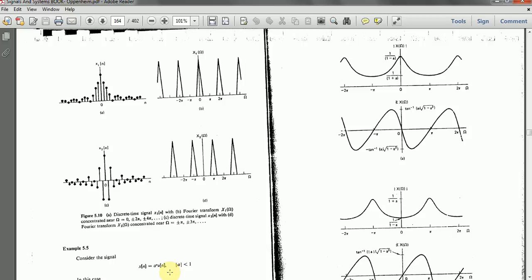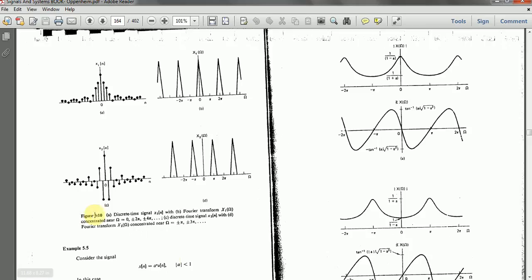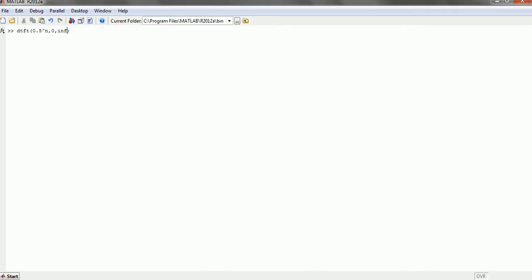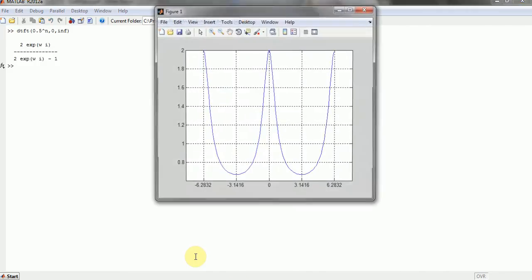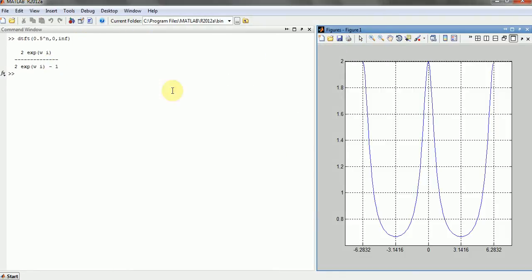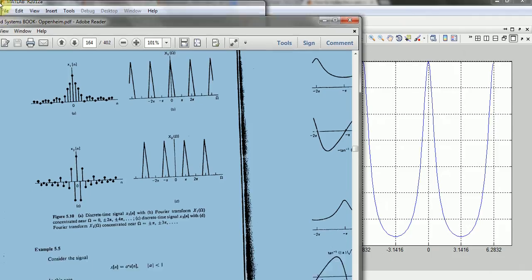So I'm just about to do this. Let's see what happens. For the instance here, I have a function which is 0.5 raised to the power n, and it's going from 0 to infinity, as given, since it is u of n, which is showing you a step function starting from 0 and going to infinity. So let's press enter. Here we have the DTFT of this function as well as the graph, so you can also compare the graph.